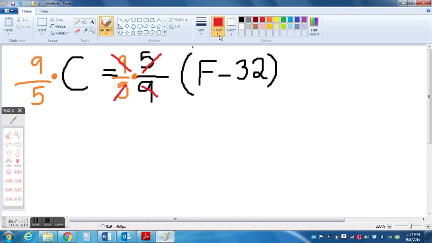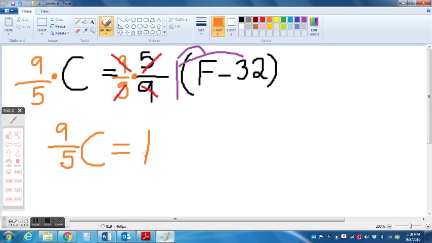there. So now we end up with 9 over 5 times C equals, and now if you couldn't remember what to do with the parentheses, remember with our identities, you can always just throw a 1 in there. You can always just throw a multiply by 1 if that helps you see things better. And then we'll take it down here. So 9 over 5 times C equals F minus 32.